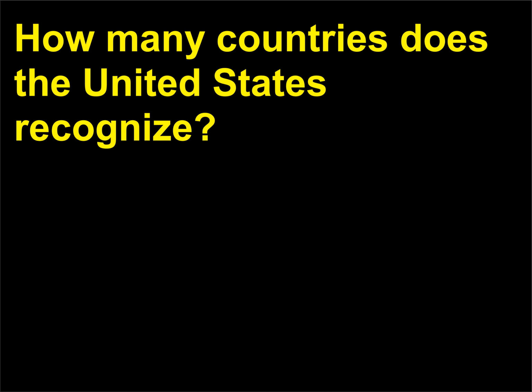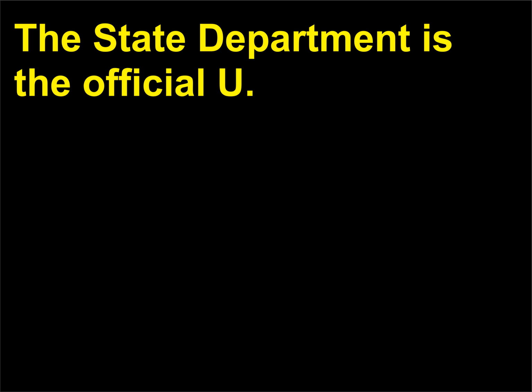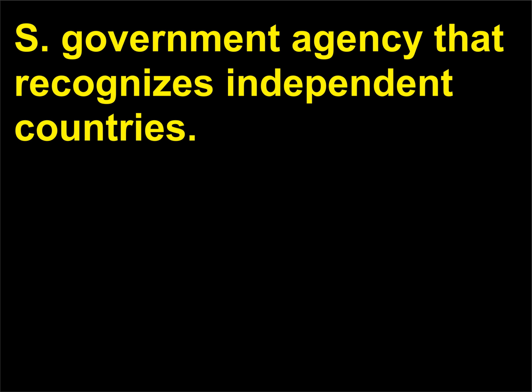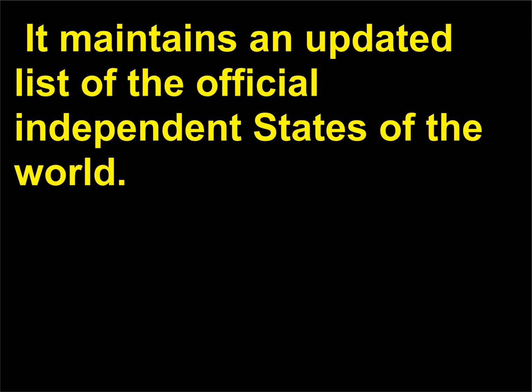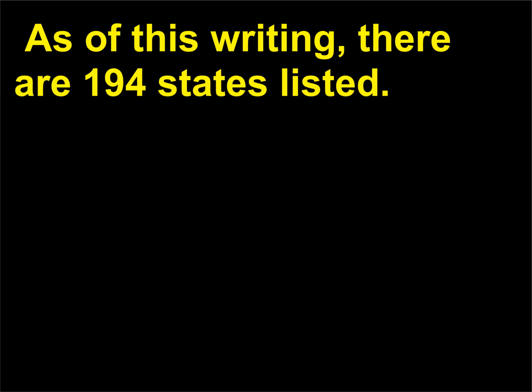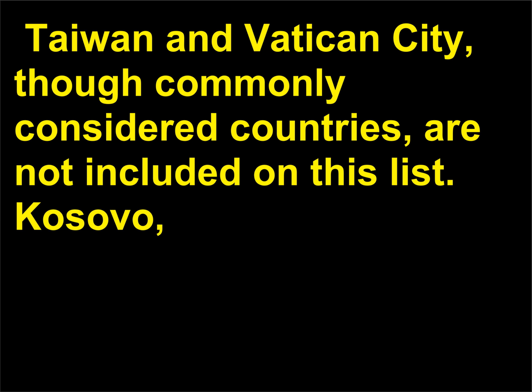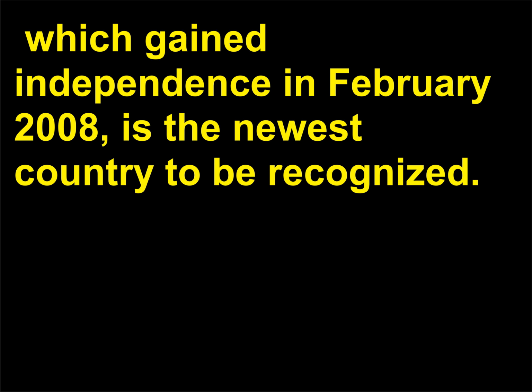How many countries does the United States recognize? The State Department is the official U.S. government agency that recognizes independent countries. It maintains an updated list of the official independent states of the world. As of this writing, there are 194 states listed. Taiwan and Vatican City, though commonly considered countries, are not included on this list. Kosovo, which gained independence in February 2008, is the newest country to be recognized.